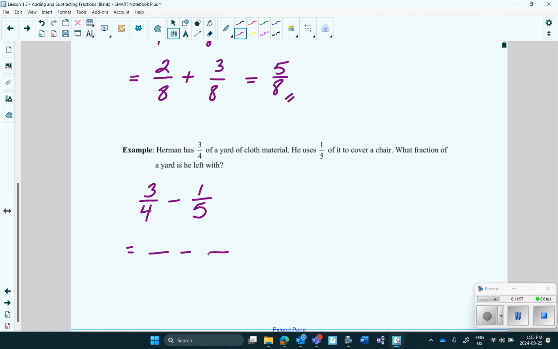Lowest common denominator would be 20. Therefore, each fraction changes to. First one changes to 15, and then 4, which gives us an answer of. Right. Now, in this one, there is units of a yard. So you need to put, you can spell out yard, or you can just put YD. That's short for yard. But you should have units for that one.